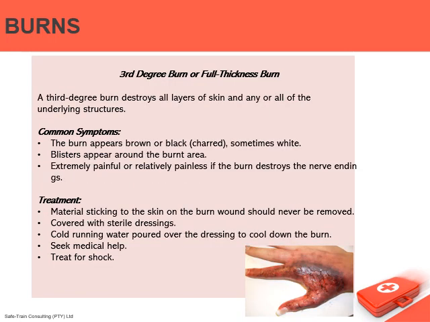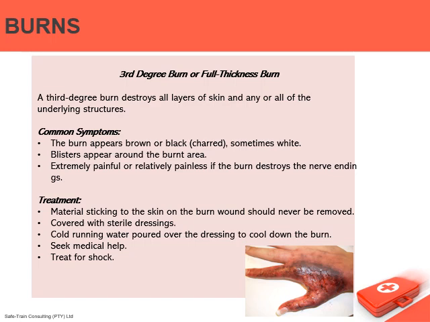Third degree burn or full thickness burn. A third degree burn destroys all layers of skin and any or all of the underlying structures, including fat, muscles, bones, and nerves. This burn is critical and requires immediate medical attention. Common symptoms. The burn appears brown or black, with the tissues underneath sometimes appearing white. Blisters appear around the burnt area. Extremely painful, or relatively painless if the burn destroys the nerve endings.